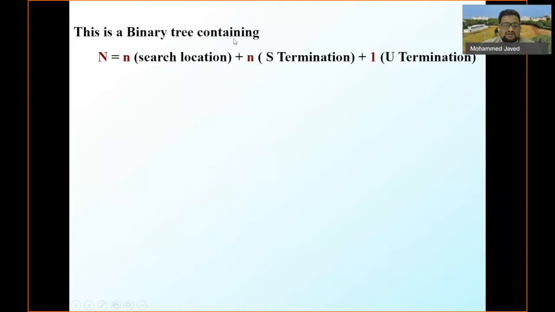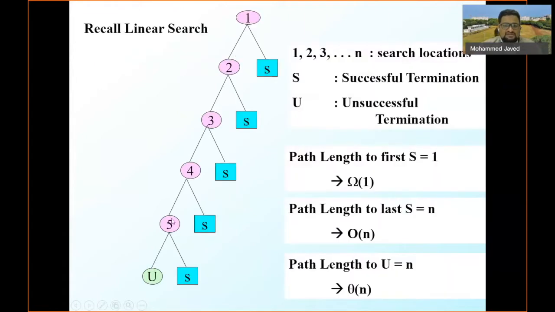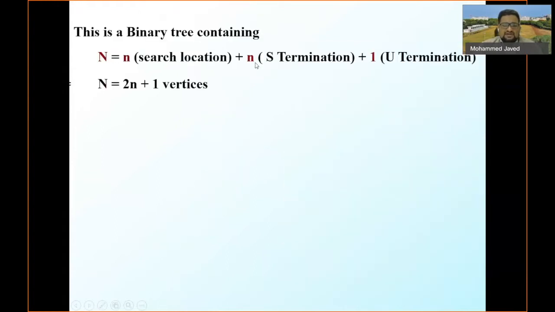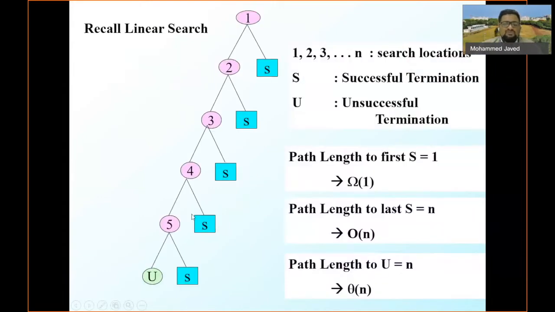So now let us try to analyze this binary tree. This is a binary tree containing total number of nodes N, where n is the number of search locations. In this previous slide, n is the number of search locations, and the other n is the yes terminations. So there are n yes terminations, n search locations, and one unsuccessful termination. So the total number of nodes in the binary tree which we have represented in the previous slide, capital N, is equal to 2n plus 1 vertices. If you count, you will see that there are 2n plus 1 vertices.